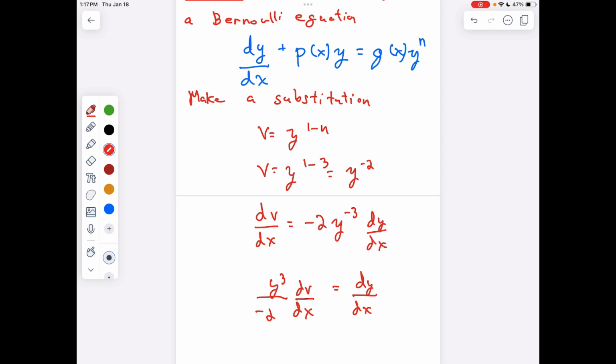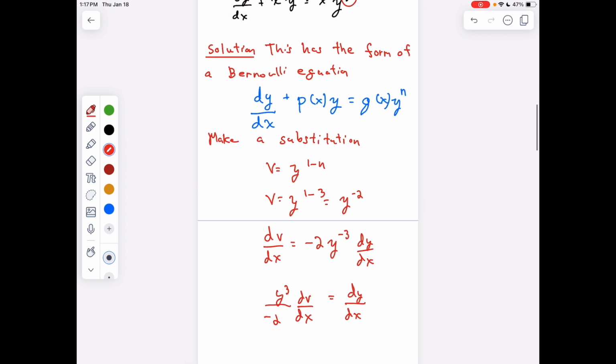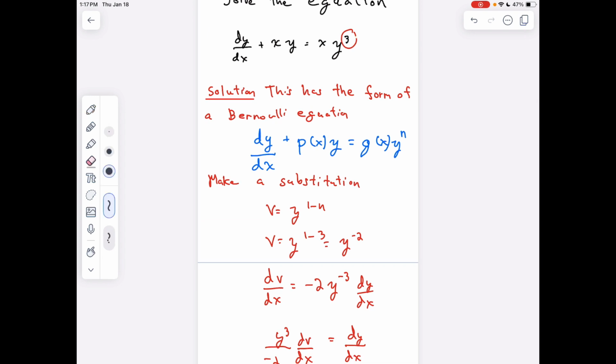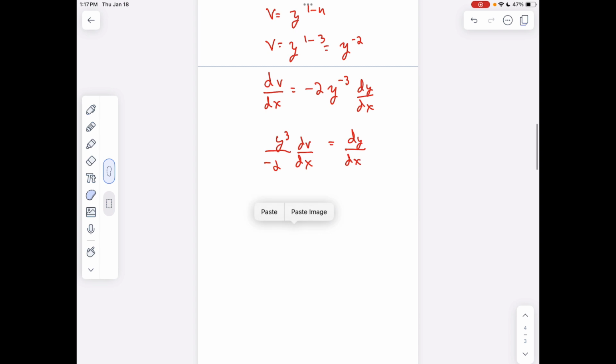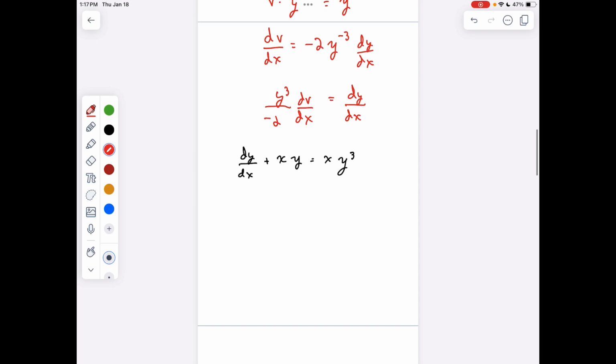What I'm going to do next is take that expression I just got for dy/dx and replace the dy/dx in our original equation with that. So let me go back to our original. Where we have that dy/dx, I'm going to replace it with that expression. So we'd have y³ over negative 2, or put the negative in front, dv/dx plus xy equals xy³. Everything else stays the same.